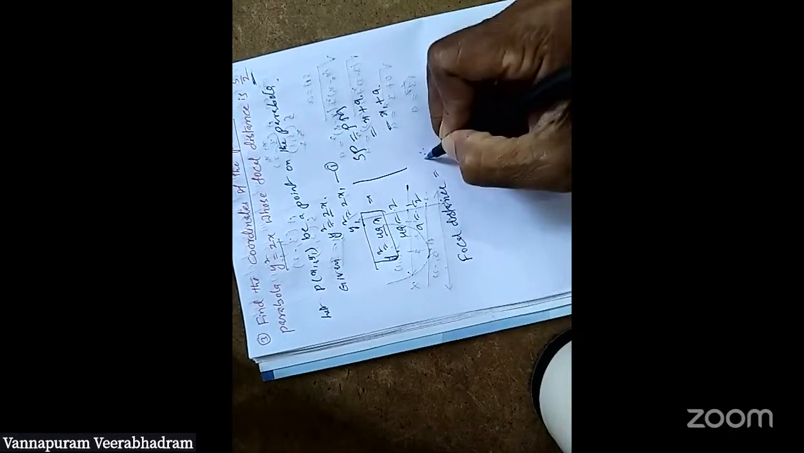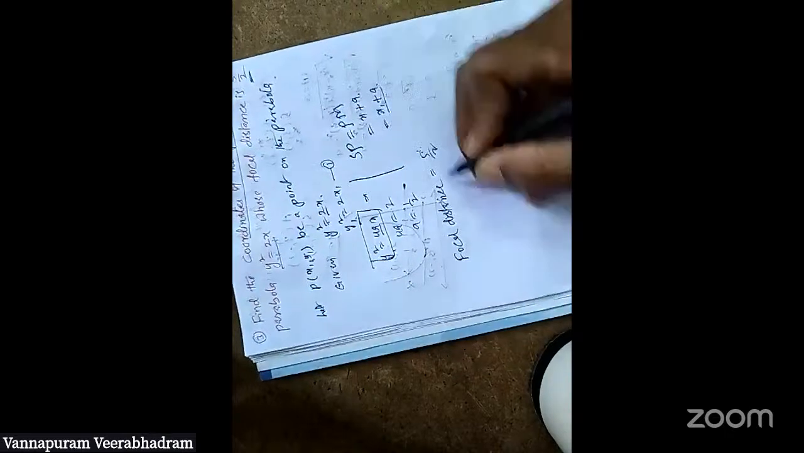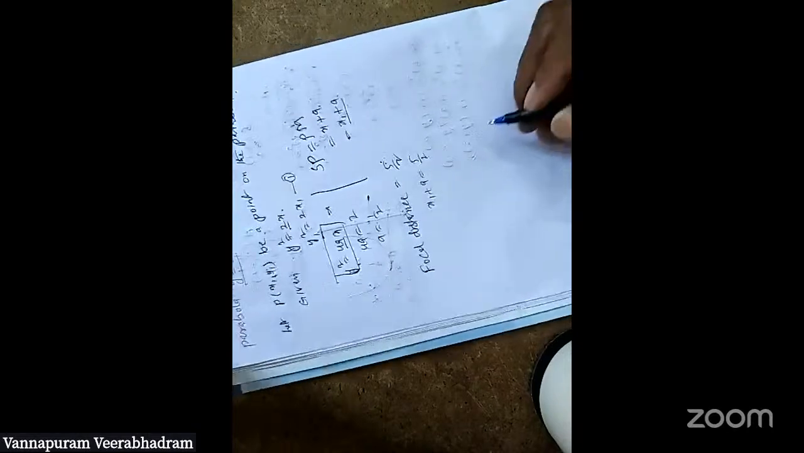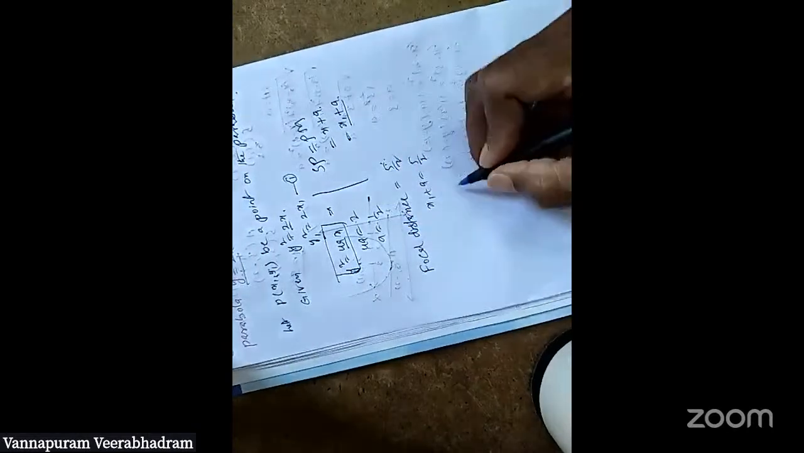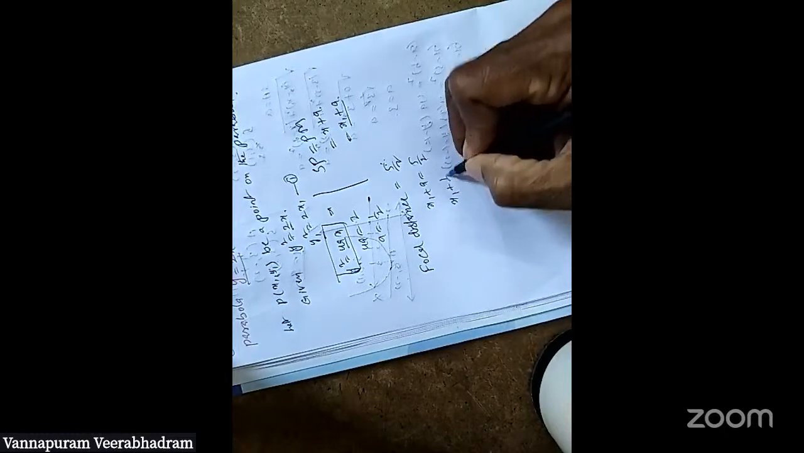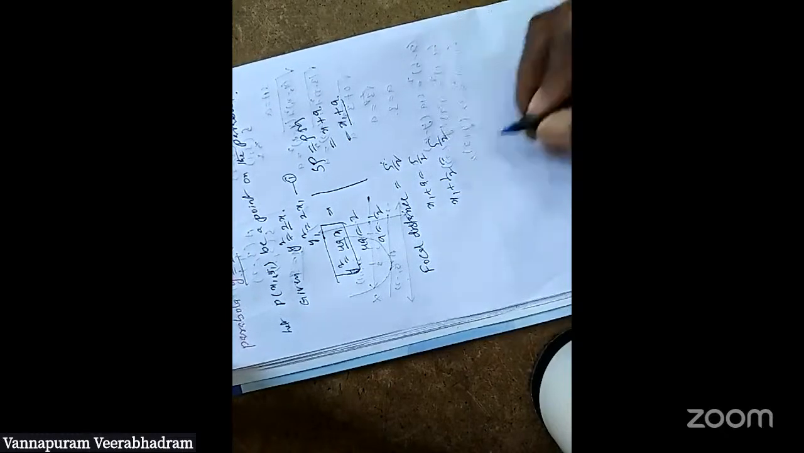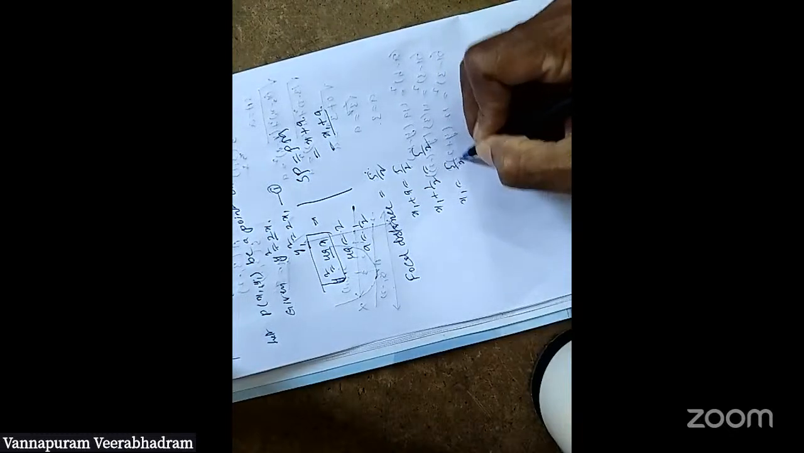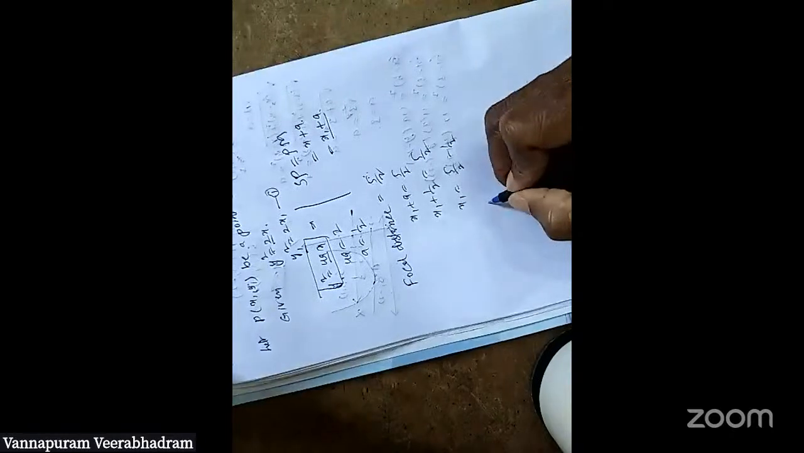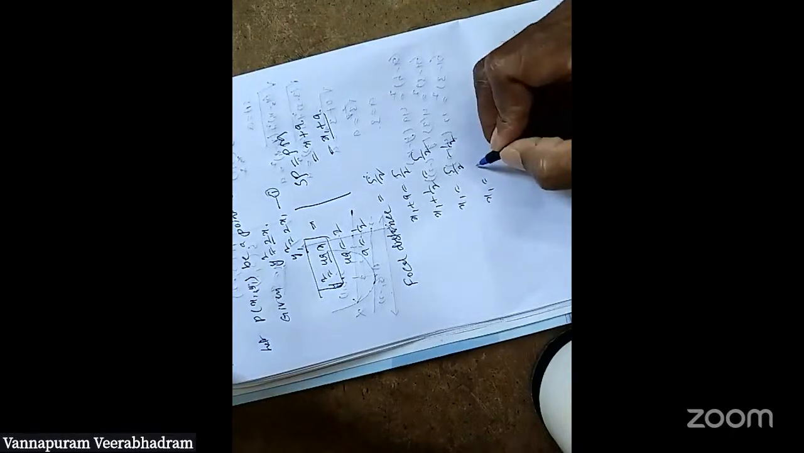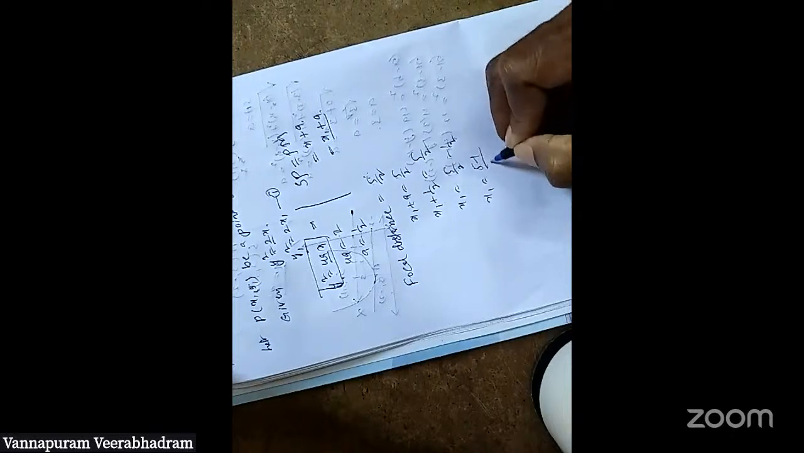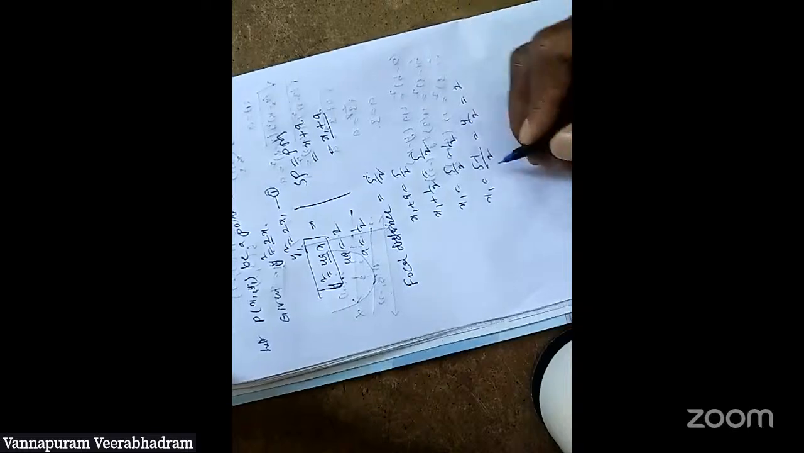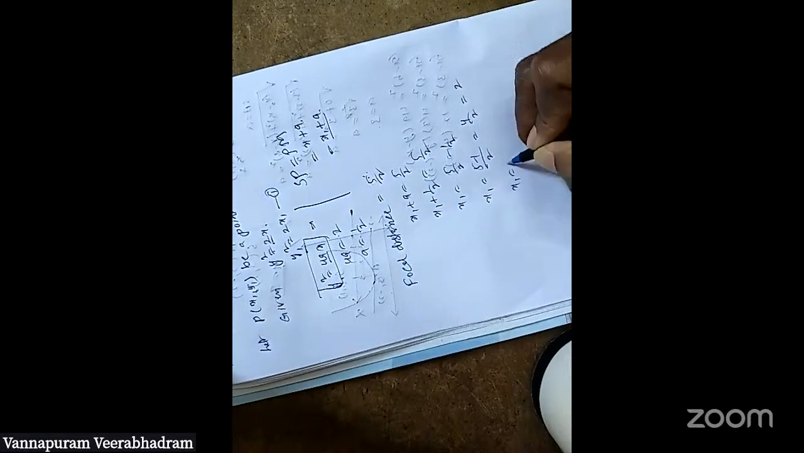Focal distance is equal to 5 by 2. So we have the focal distance for all, that is x1 plus a is equal to 5 by 2. Now substitute the value of a, we have 1 by 2, x1 plus 1 by 2 is equal to 5 by 2. Take 1 by 2 to the right side, we get x1 is equal to 5 by 2 minus 1 by 2. So that is x1 is equal to 5 minus 1 by 2, which is equal to 4 by 2, that is 2. So we have x1 is equal to 2.